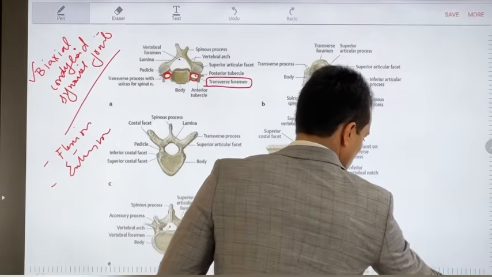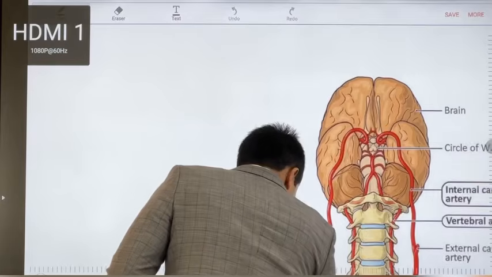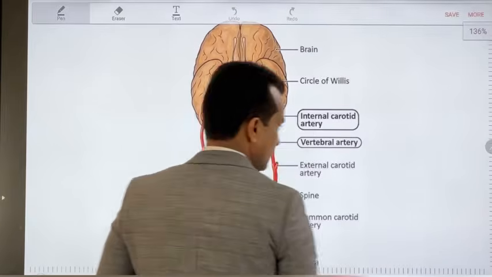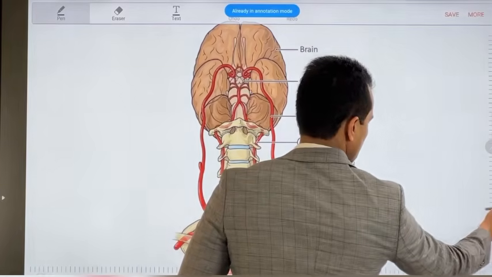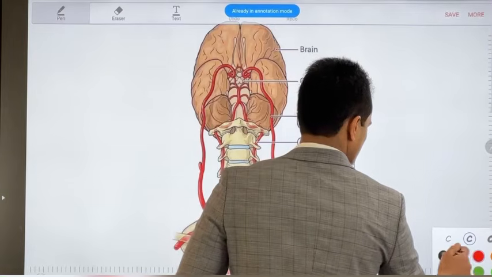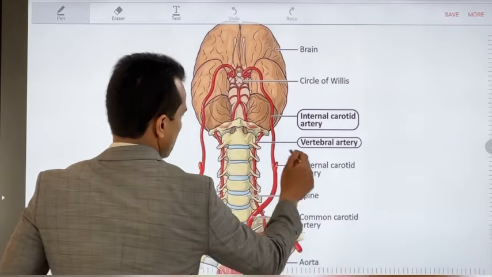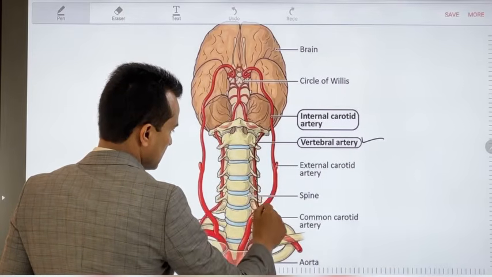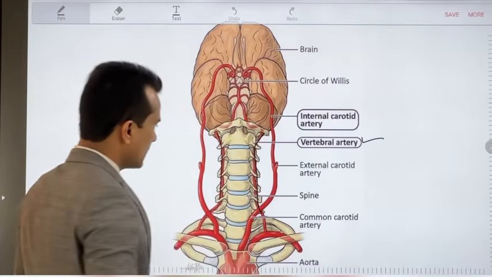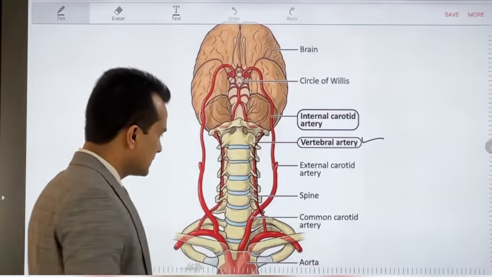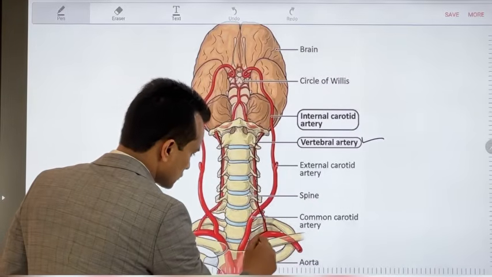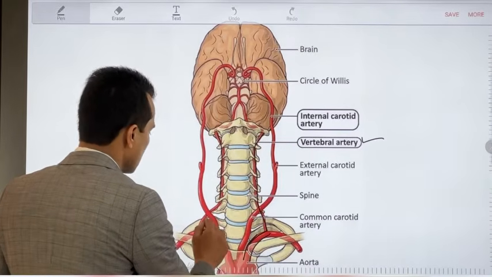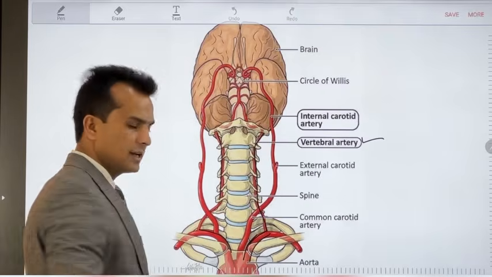Let me show you in another image, the vertebral artery, a very important artery. Here you can see this is the vertebral artery, passing through the transverse foramina of the cervical vertebrae. Another very important question: the vertebral artery is coming from which artery? Here you can see this is your subclavian artery. This is the left subclavian, which comes directly from the arch of the aorta, and this is the right subclavian, which comes from the brachiocephalic trunk.